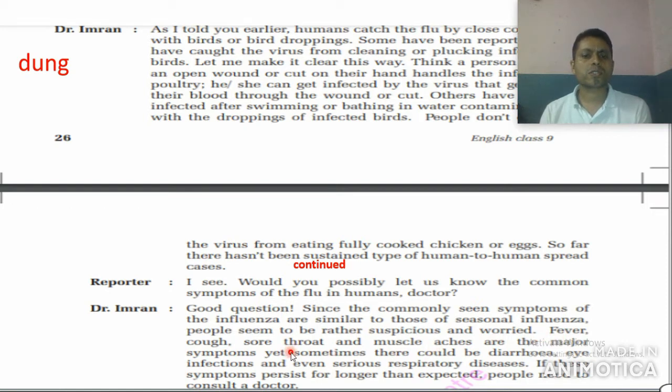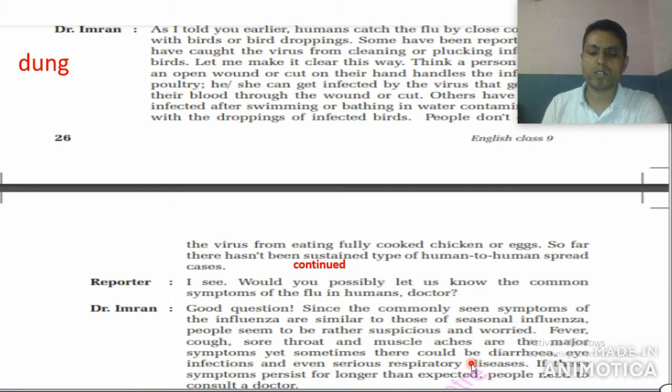Fever, cough, sore throat, and muscle ache are the major symptoms. Sometimes there could be diarrhea, eye infection, and even serious respiratory disease. If these symptoms persist for longer than expected, people need to consult a doctor.